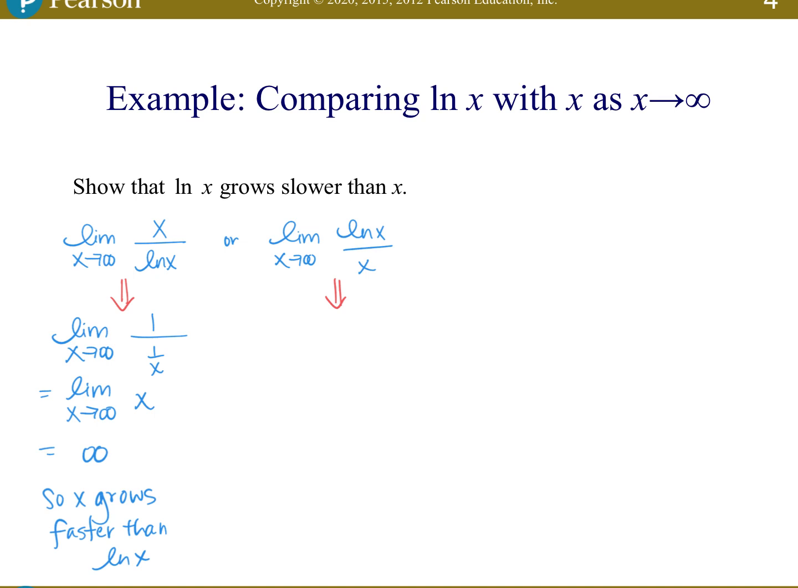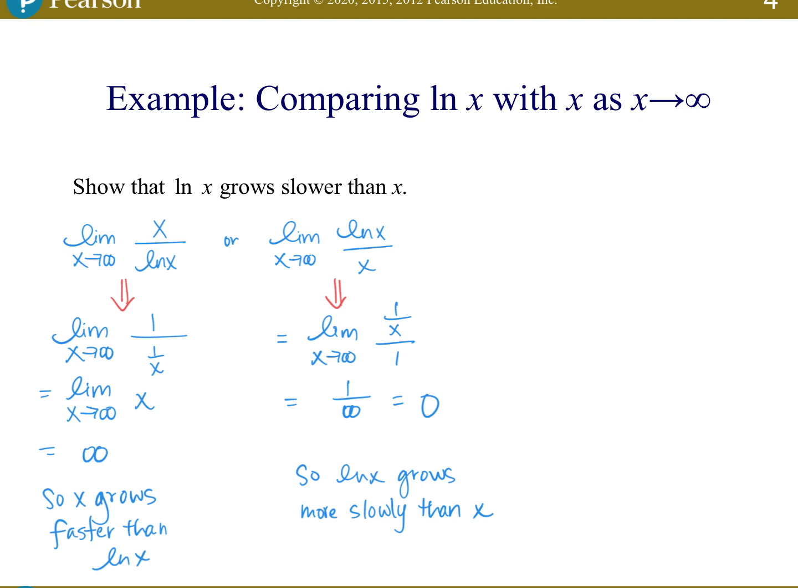Or you could do it the other way, if you happened to pick that one. That is also indeterminate. So then we can take our derivatives, which would be 1 over x over 1. In other words, 1 over x, or 1 over infinity, which is equal to 0. When you get 0 as a result, then that means that the numerator is the slower one. So ln of x grows more slowly than x, which is the same. It's saying the same thing.